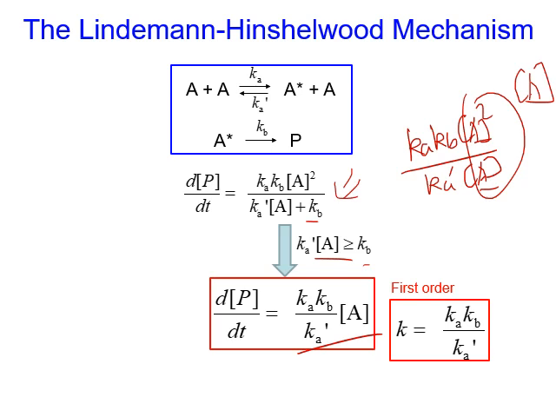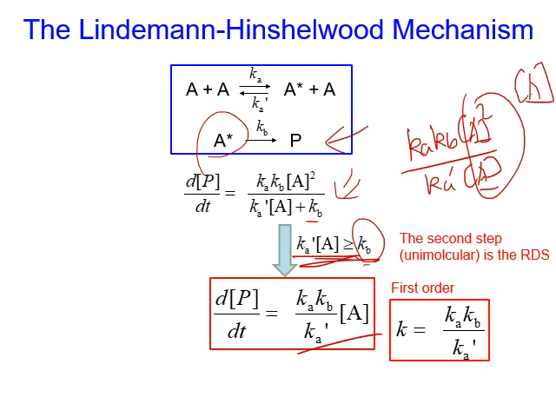Now, at high pressure, when Ka prime times A is much greater than Kb, Kb is small, which indicates the second step is slow, and this is the rate determining step. Note that the second step is a unimolecular reaction. So this explains why the reaction is first order: a unimolecular rate determining step leads to a first order reaction.